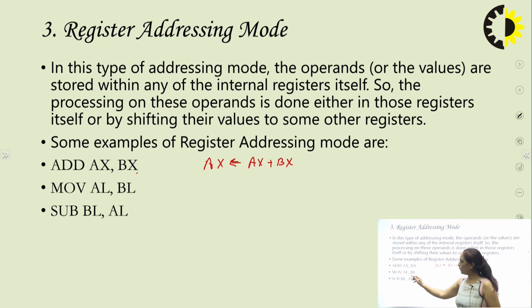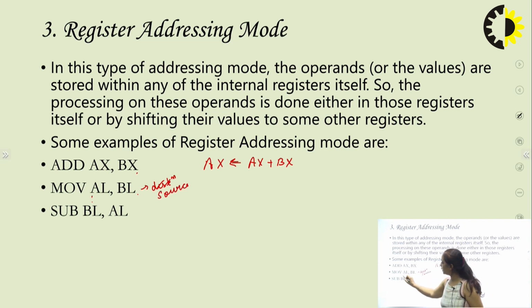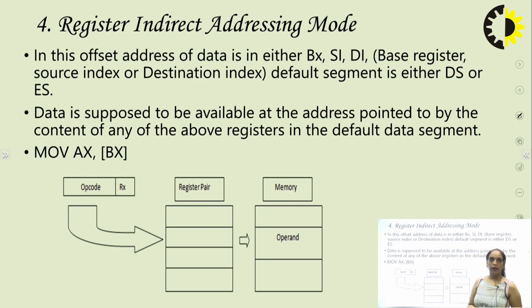Okay, MOV BL, AL. This will be your destination and this will be your source, as we know from 8085. Whatever contents are present in AL will be copied to BL. SUB BL, AL: the contents of AL will be subtracted from BL and your result will be updated in BL. Then we have register indirect addressing.